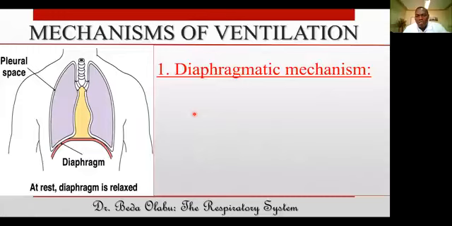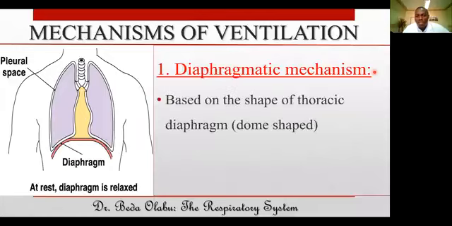The first mechanism is what we call the diaphragmatic mechanism. The diaphragmatic mechanism is based on the anatomy of the thoracic diaphragm. And what is the anatomy of the thoracic diaphragm? The thoracic diaphragm is dome-shaped. As you can see in this image here, it's dome-shaped. The dome is upwards.